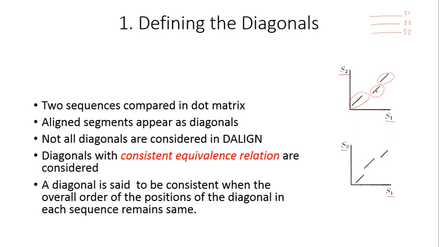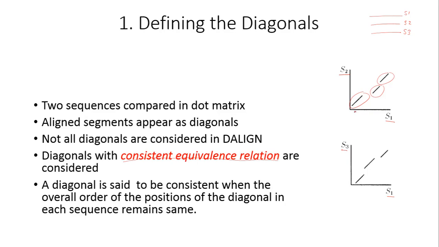Okay, these diagonals represent the alignment of sequence 2 and 3, while these diagonals represent the alignment of sequence 3 and sequence 1. These are not equivalent. These are not one and the same. So what you first need to do is establish a consistent equivalence relationship among the so-called diagonals that are created in these dot matrices.